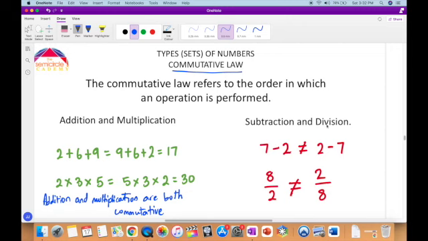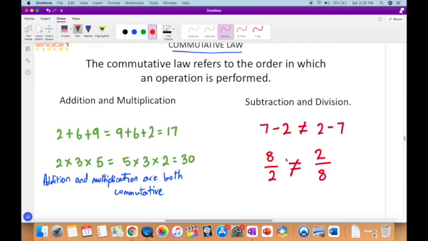If you look at subtraction and division, however, you will see that 7 minus 2 is 5. But that is not the same as 2 minus 7, which is negative 5, right? So these two are not the same. 8 over 2 is not the same as 2 over 8. So therefore subtraction and division are not commutative.